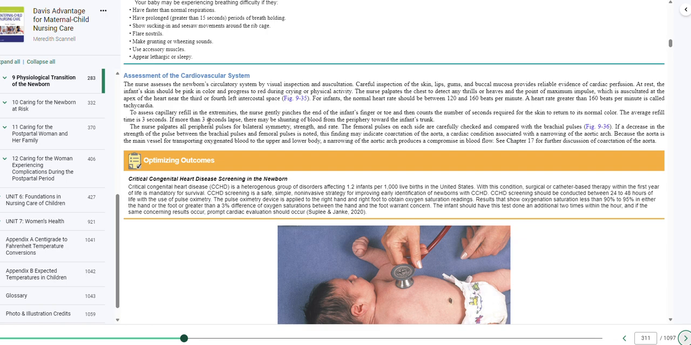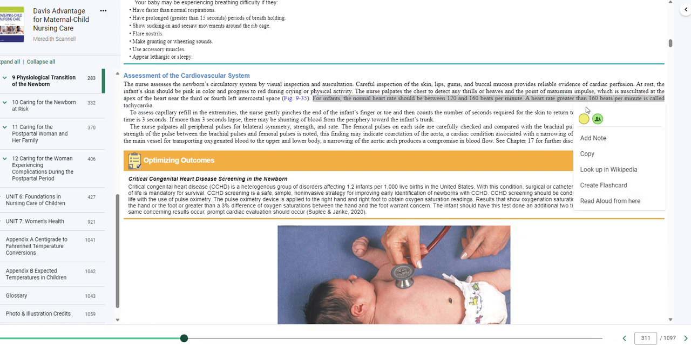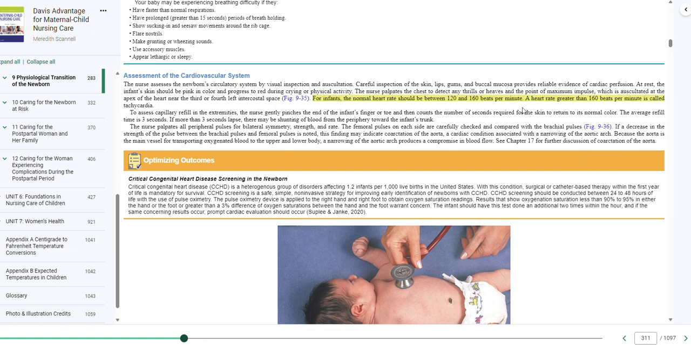Now getting into the cardiovascular portion. Wink and a lollipop here. For infants, a normal heart rate should be what? 120 to 160 beats a minute. 160 or over is called tachycardia. But 120 to 160 is normal.